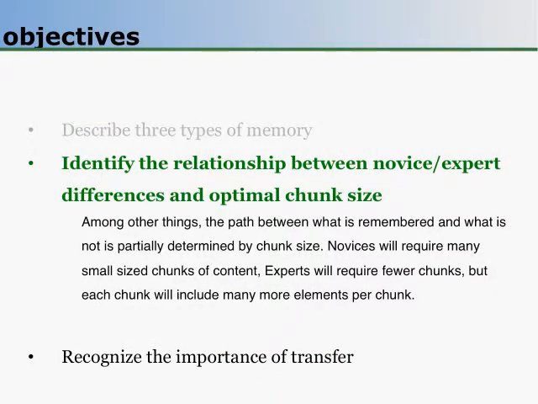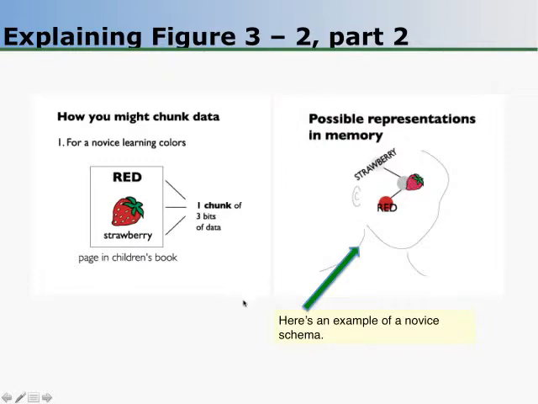Let's now identify the relationship between novice and expert differences and optimal chunk size. Among other things, the path between what is remembered and what is not is partially determined by chunk size. Novices will require many small-sized chunks. Experts will require fewer chunks, but each chunk will include many more elements. Let's look at an example of a novice schema. This is a child schema, and it has 3 elements in their schema.